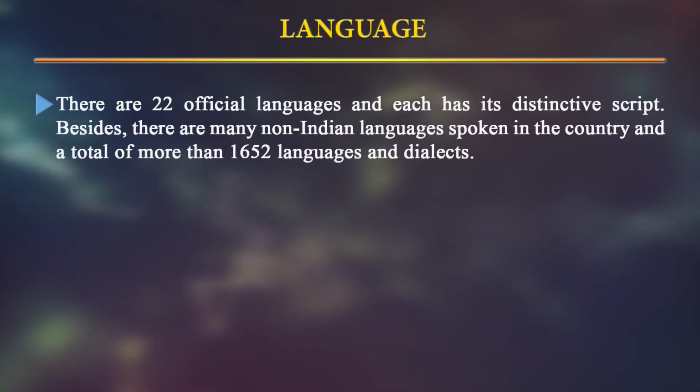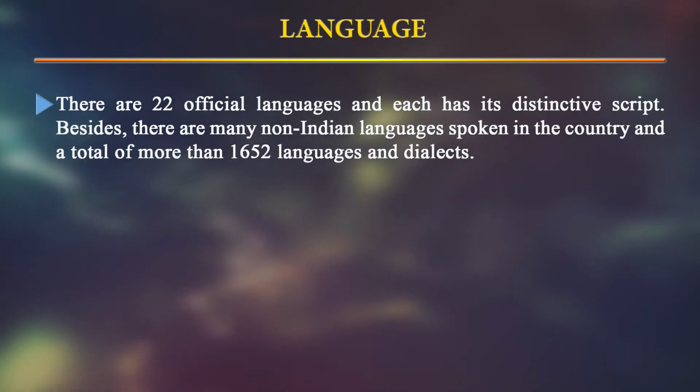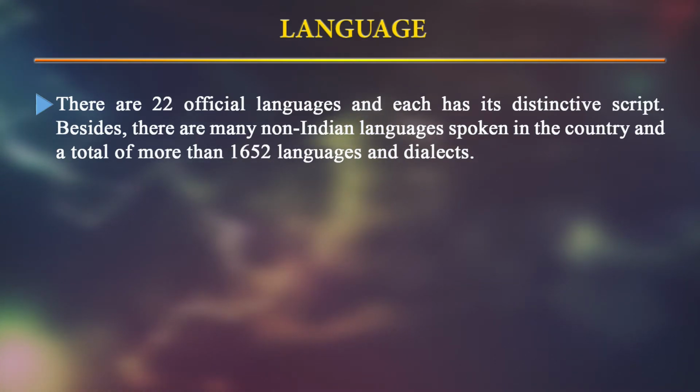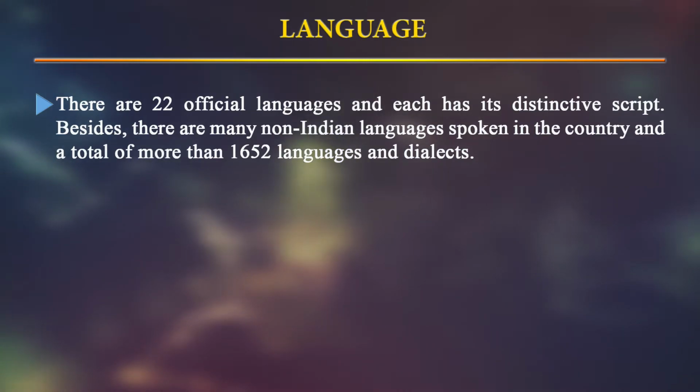When we talk about language, why do we talk about language? We talk about language because, the information that I have till date is, there are currently 22 official languages. Each has its distinctive script. Besides, there are many non-Indian languages spoken in the country, and a total of more than 1,652 languages and dialects. So we have so many languages, so many scripts, so many non-Indian languages spoken in the country, so many dialects.